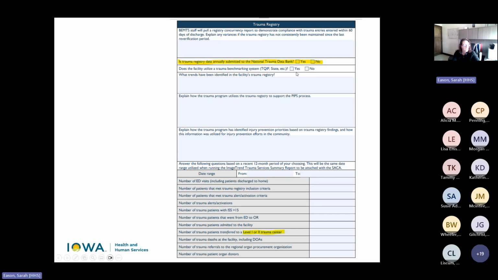Benchmarking could be checked yes for everybody, level 3 or level 4, because Dr. Foss is now sending out our CQuick reports, and that is benchmarking. That's benchmarking against your other level 4s, against your other level 3s, against the state. If you have not seen your CQuick reports, please reach out to Dr. Nicholas Foss and he can get those to you.